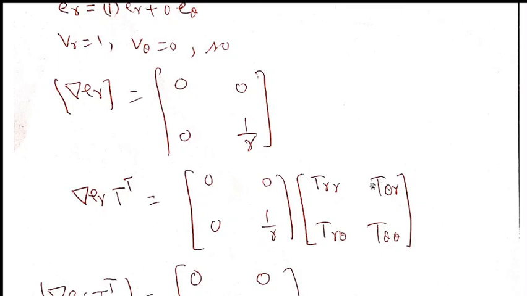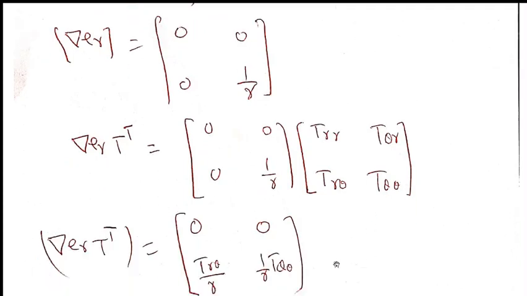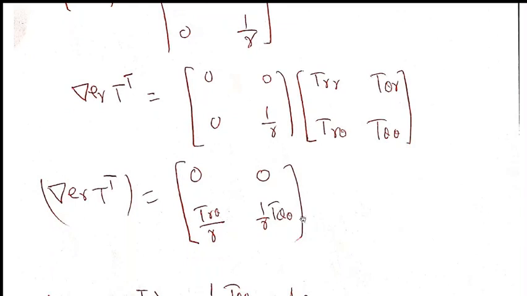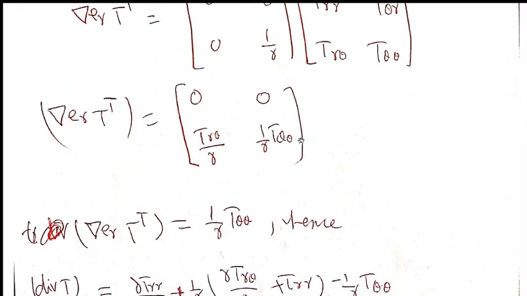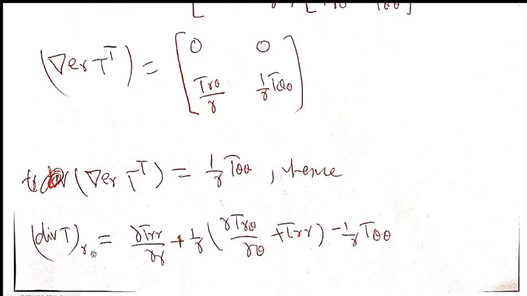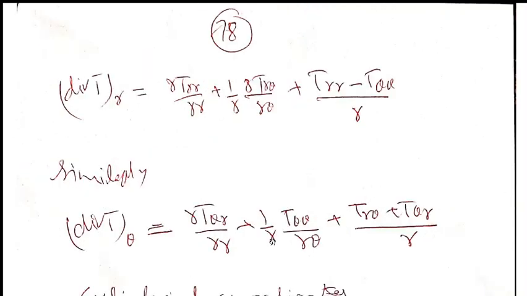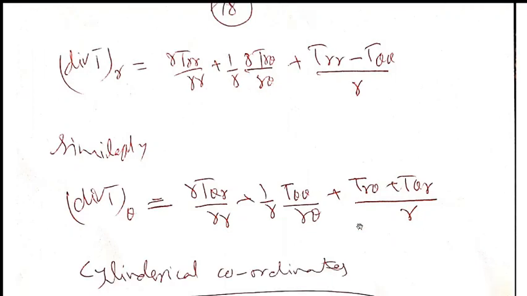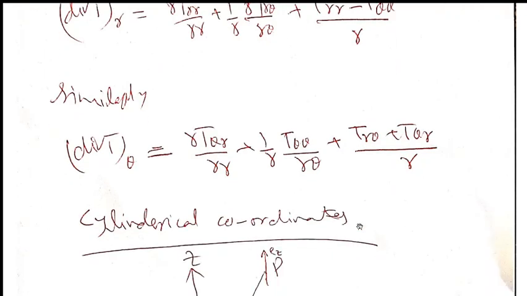The transpose of t, t r r, t theta r, t r theta, t theta theta, and you will multiply these, you will have this thing. What is the trace? Trace is given by this. Now you can use this on the right side of this divergence of t, you can have this thing. Similarly, the second component is given by this. You have to calculate this second component.